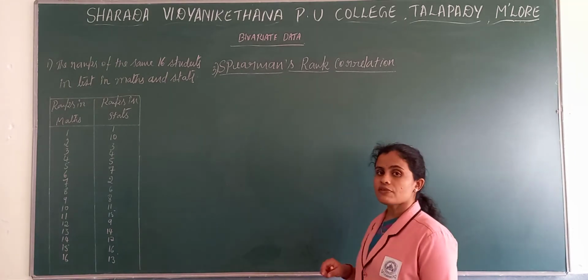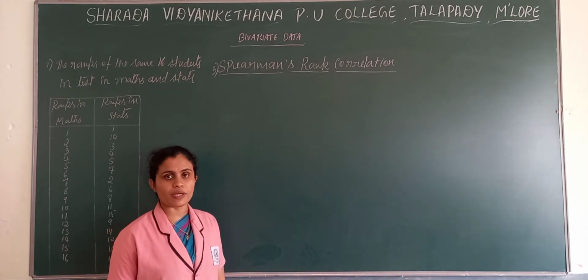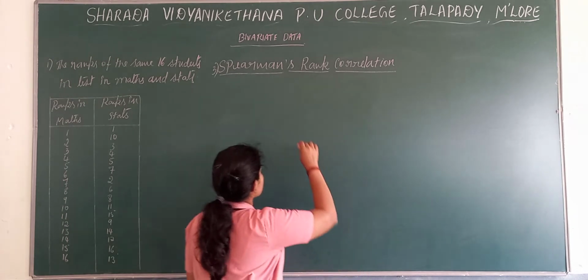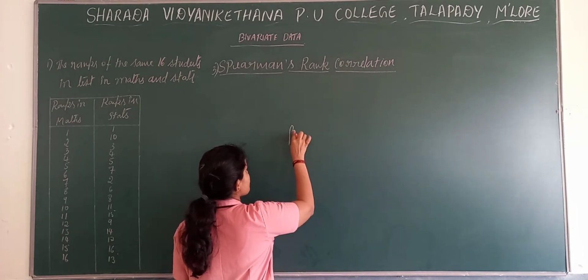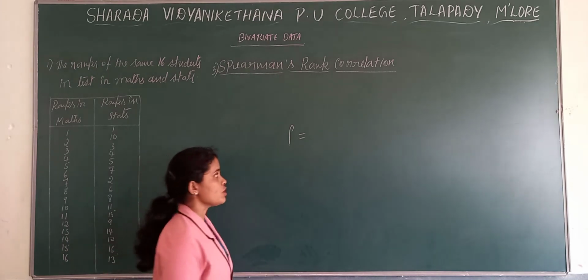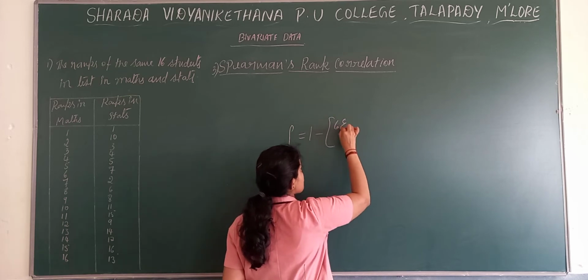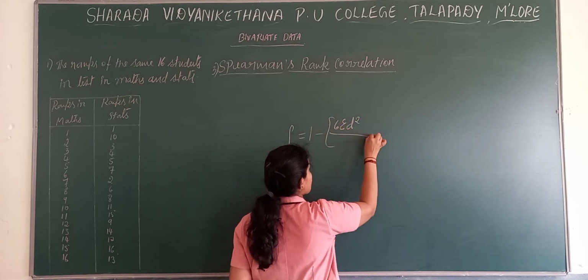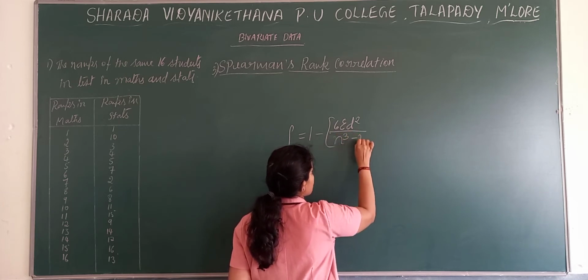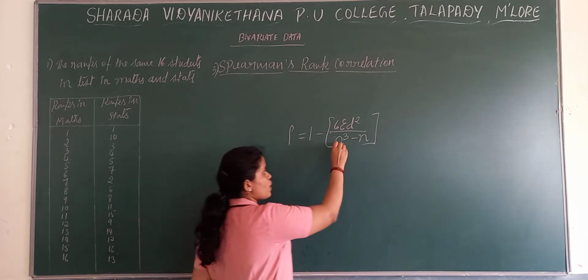Here, firstly, we will see the formulas that come in the case of Spearman's rank correlation. Spearman's rank correlation is denoted by this symbol. The formula goes like 1 minus 6 sigma d square divided by n cube minus n. And here n is nothing but the number of observations.